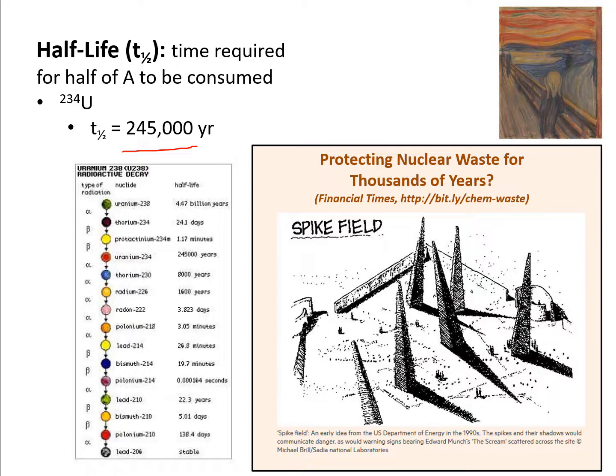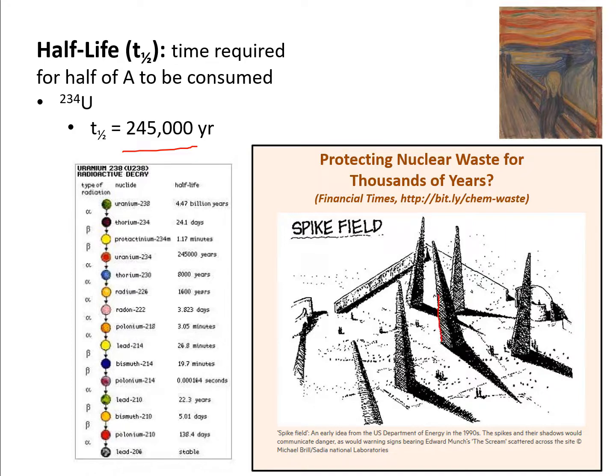One thing, I just found this interesting. This is an article from the Financial Times. They were talking about what you do if you had a whole bunch of waste and you wanted to keep people away from it. Well, who knows, in 245,000 years, they may not be speaking English. They may be speaking Neptunian for all we know. So let's say you had some nuclear waste.